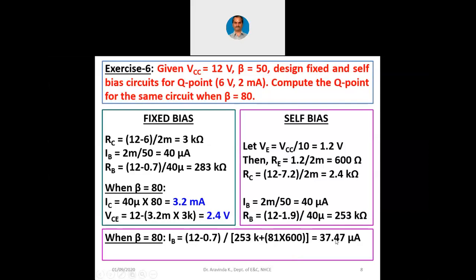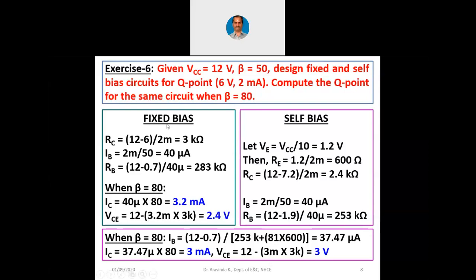So, when IB changes, IC changes to IB into beta, that is 37.47 microampere into 80 is 3 milliampere, and VCE is VCC minus IC into RC plus RE, that RC plus RE is now 3 kilo ohms. RE is 600 ohms, RC is 2.4 kilo ohms, so totally 2400 plus 600 is 3000. That I have written as 3K. So 12 minus 3 milli into 3K, we get 3 volts. Now look at this exercise, dear students.